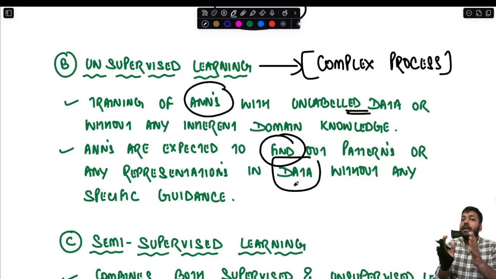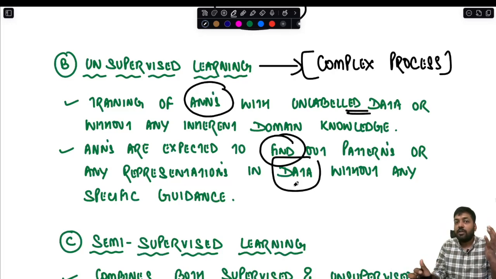Now we are leaving it up to this artificial neural network to decide which pattern is what, and whether it can take some salient features from the patterns it is going to see in the several images that we are exposing it to. So this is unsupervised learning, wherein we are not giving any labeled data. So there is unlabeled data. This is unsupervised learning, which is a very complex process to train.